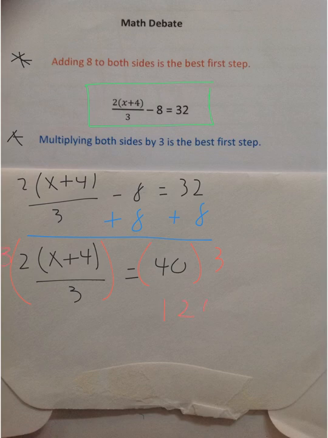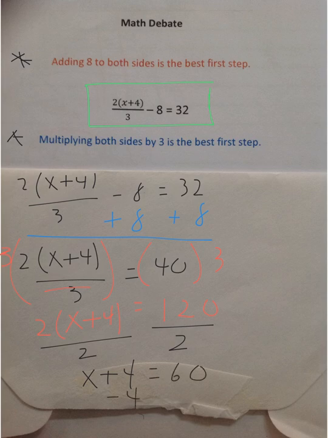So over here you have 120, and when you multiply by 3, because this is the denominator, these will cancel each other out. So you're just simply left with 2 parentheses x plus 4. Now when we got down to here, some students wanted to distribute, which you can. Because this is an even number, 120, it's actually going to be a little bit easier if you just go ahead and divide by 2. And you get x plus 4 is 60. And then if you subtract 4, you get x equals 56.